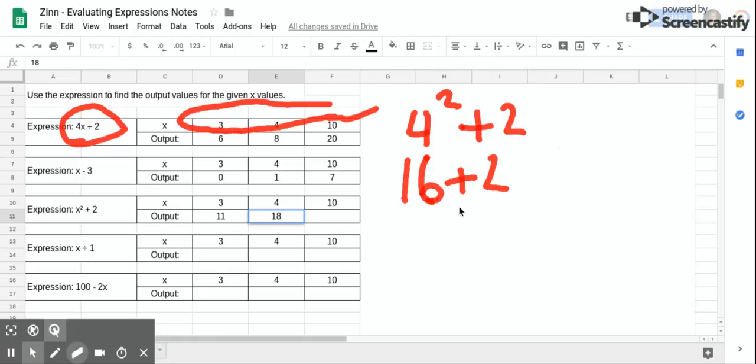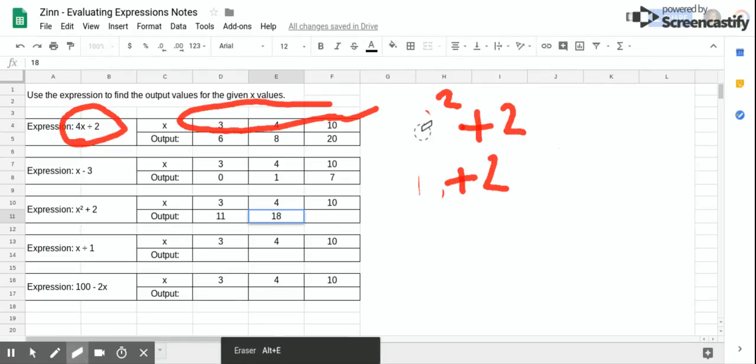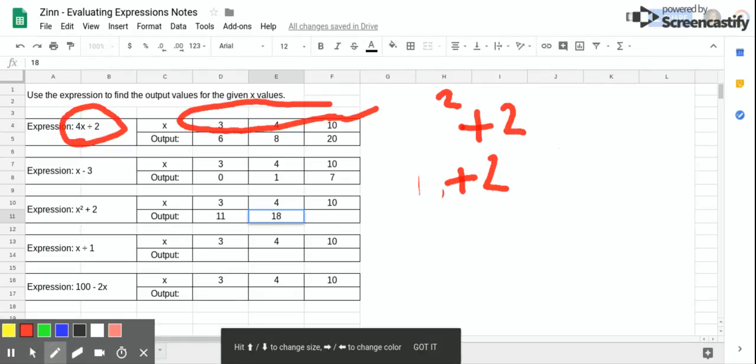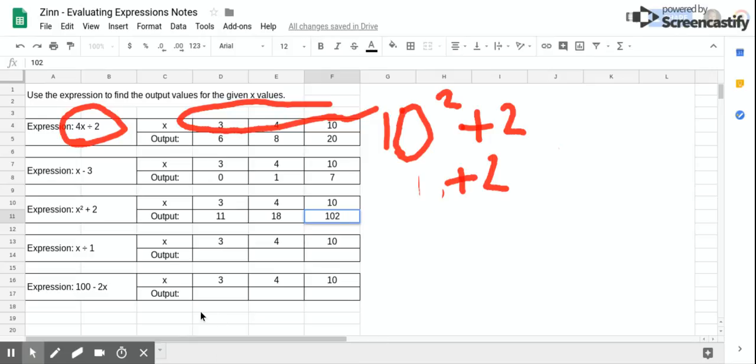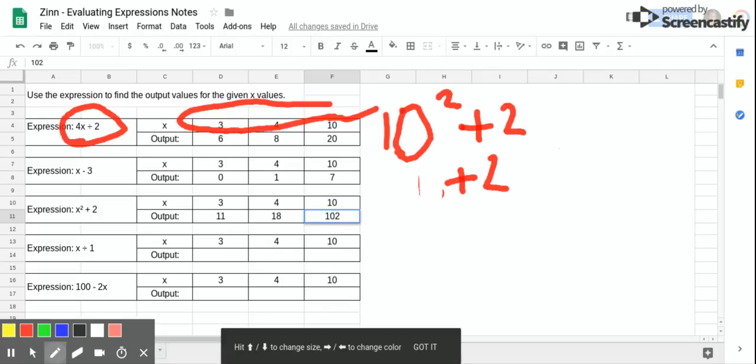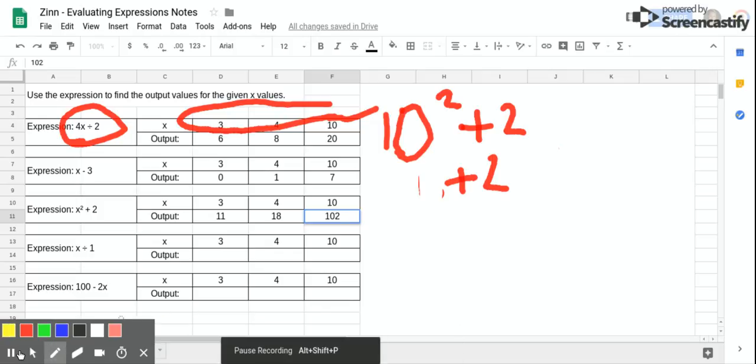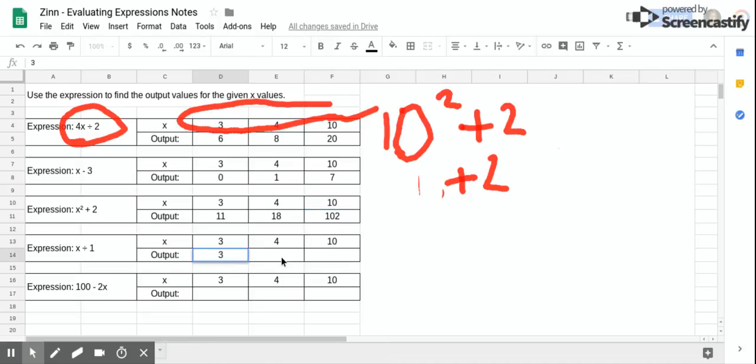And then the 10. 10 squared is 10 times 10, which would become 100 plus 2. This is really sloppy. I'm not even going to try to write the 100. 100 plus 2 is 102. The next one, x divided by 1. So we'd have 3 divided by 1, 4 divided by 1, and 10 divided by 1. So I'm not even going to write that out. 3 divided by 1 is 3. 4 divided by 1 is 4. 10 divided by 1 is 10.